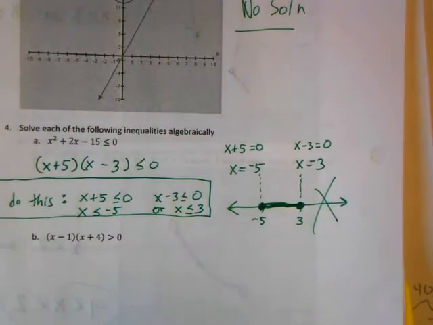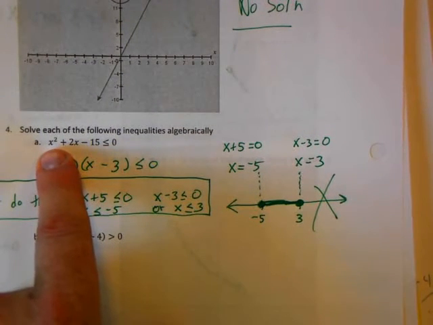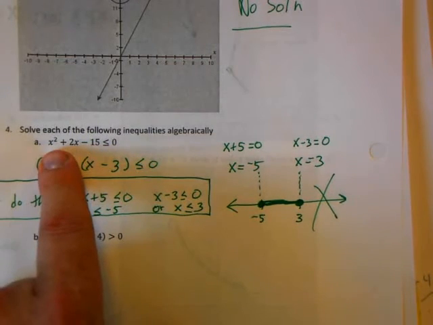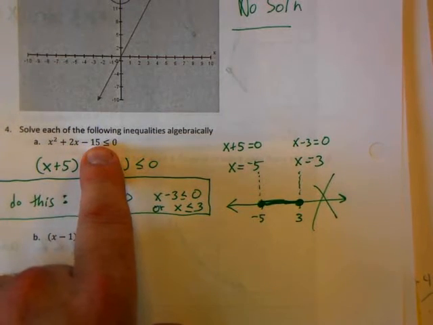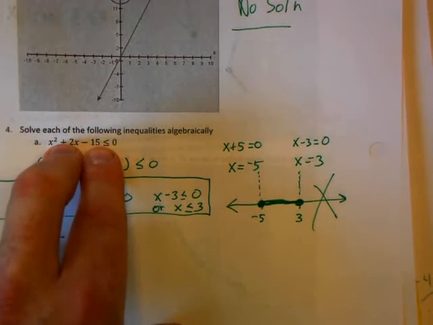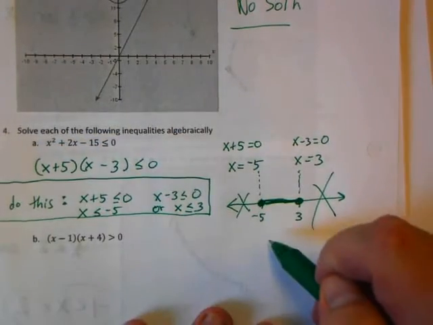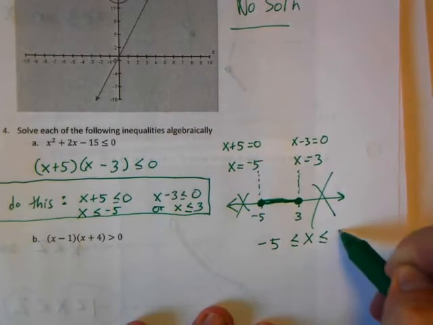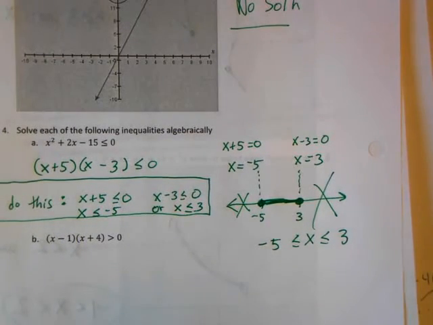And finally, I picked my favorite number smaller than minus 5. Minus 8. Minus 8 squared. 64. 8 times negative 2. Negative 16. So I have 64 minus 16 minus 15. Grab your calculator, convince yourself that that's a positive number. So is it less than 0? No. So there's my answer. My answer should be negative 5 less than or equal to x less than or equal to 3. X is in between negative 5 and 3.